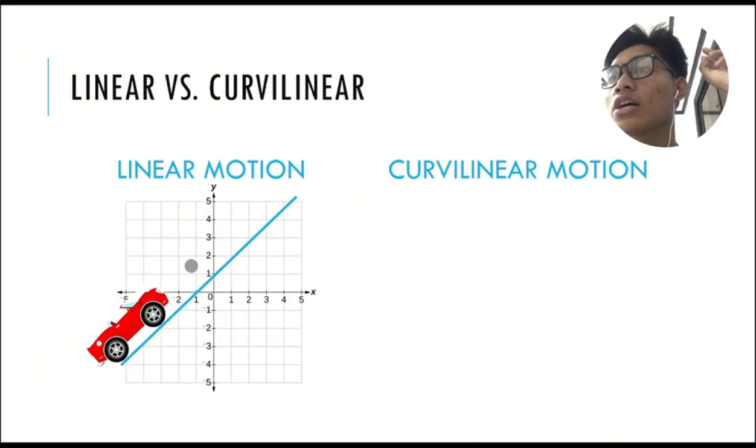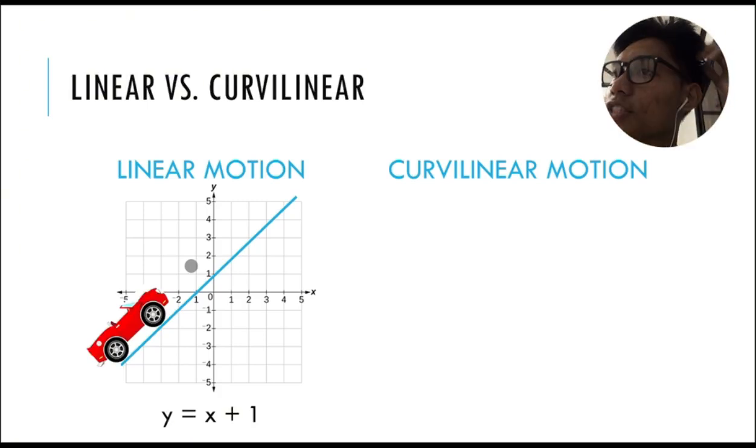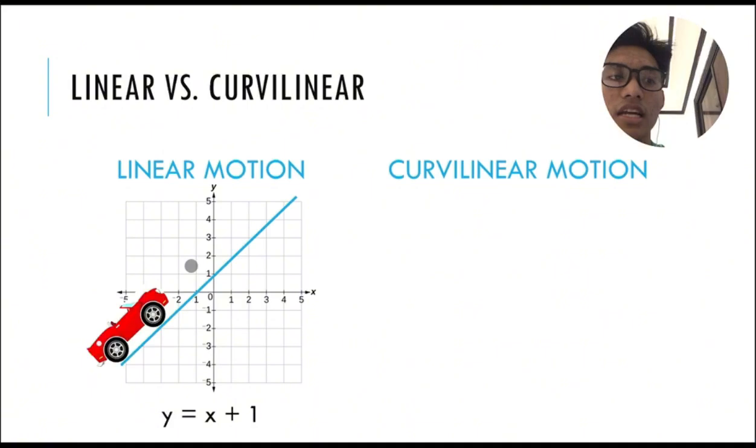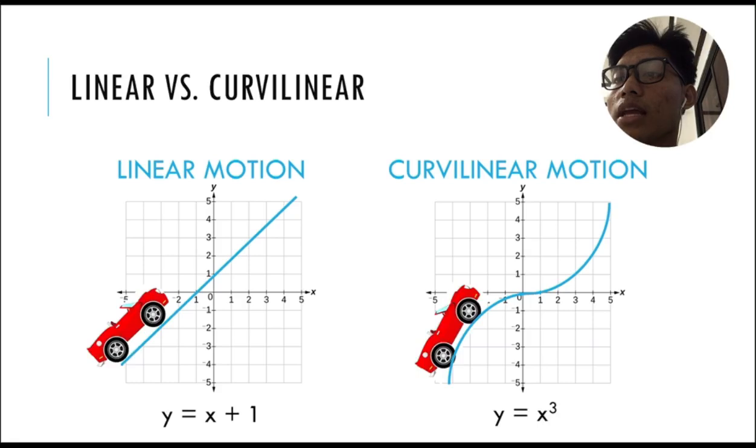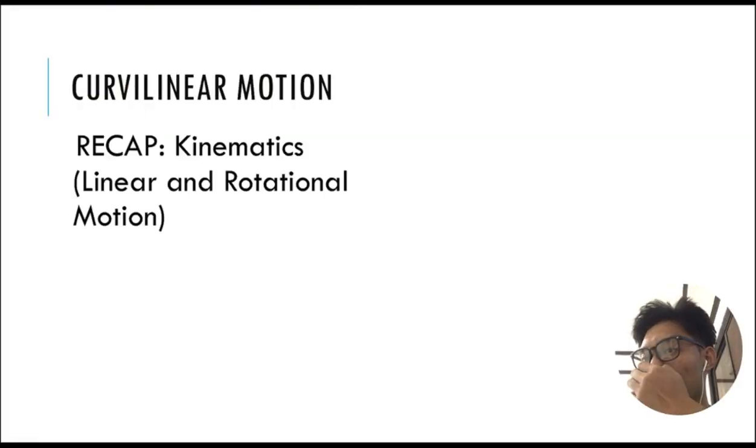Kung ilagay natin sa Cartesian plane, it is defined as y is equal to x plus 1. Try nyo sa GeoGebra or Desmos. Yan naman ang straight lalabas pag tinype nyo yan. Next, curvilinear motion. And we have the Cartesian plane and it is defined as y is equal to x cubed. Okay, curvilinear motion, let us recap the linear and rotational motion.